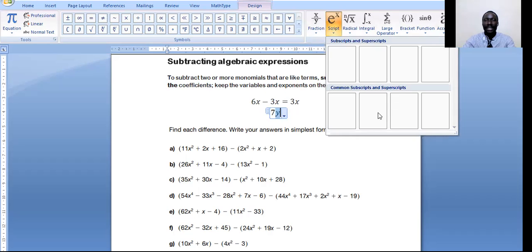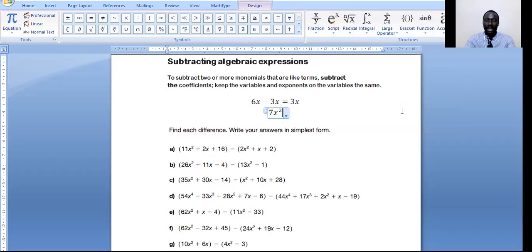Now 7y squared. Let's use x squared, it's a lot easier to write. So let's say we have 7x squared minus 5x squared, okay? Minus 5x squared. How are we going to simplify this?